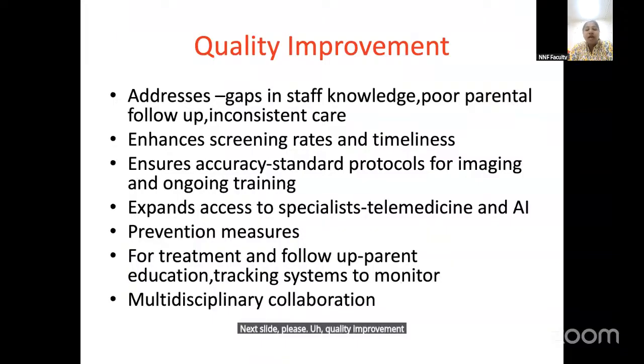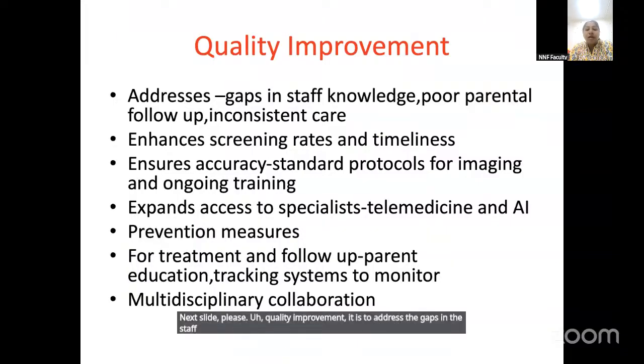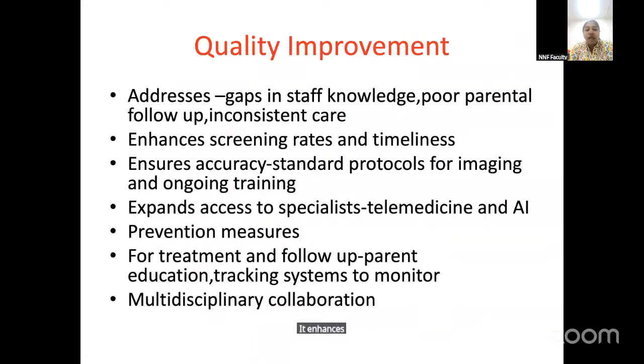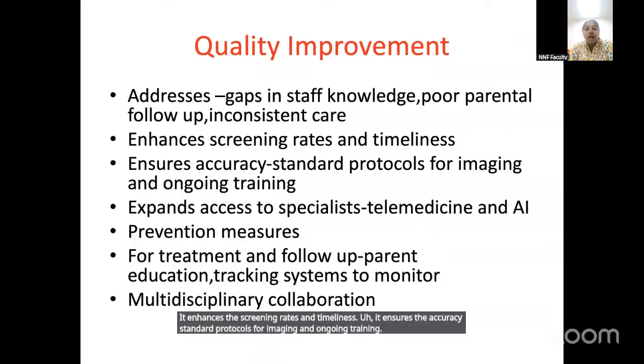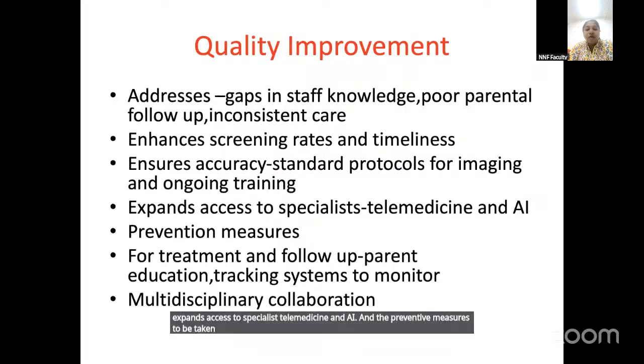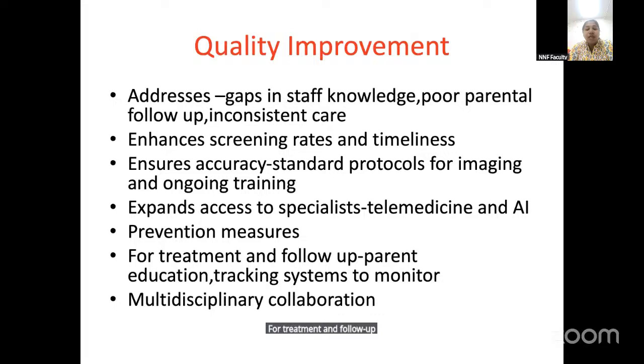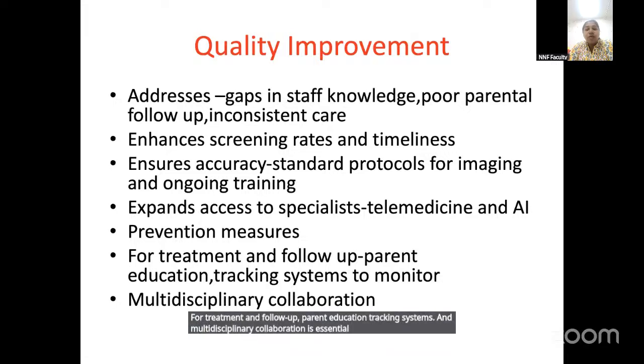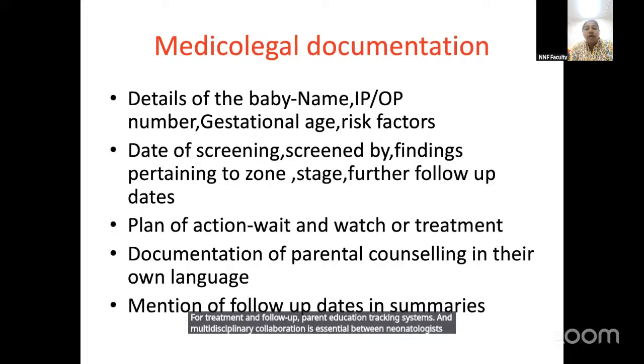It is to address the gaps in the staff knowledge, poor parental follow-up, and inconsistent care. It enhances the screening rates and timeliness. It ensures the accuracy, standard protocols for imaging, and ongoing training. Expands access to specialists, telemedicine, and AI. And the preventive measures to be taken to prevent ROP. For treatment and follow-up, parent education, tracking systems, and multidisciplinary collaboration is essential between neonatologists, ophthalmologists, and parents.